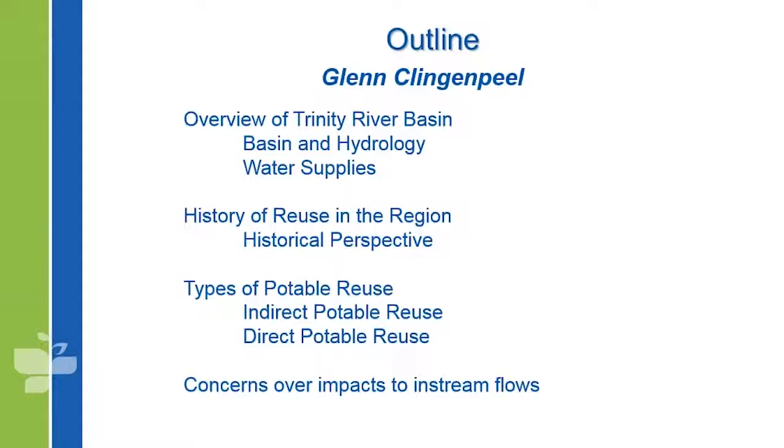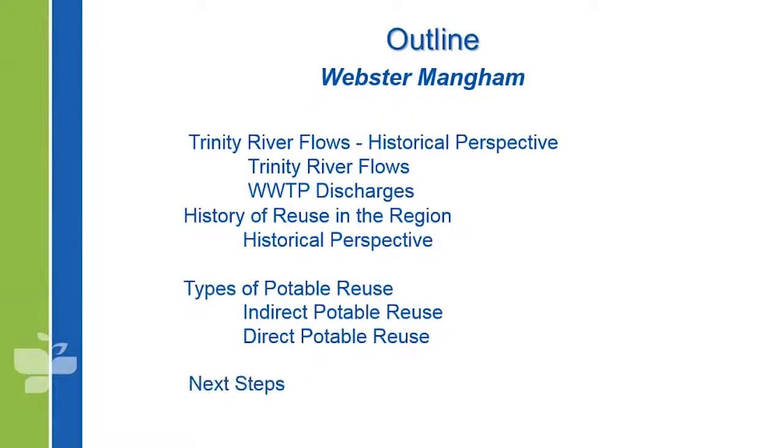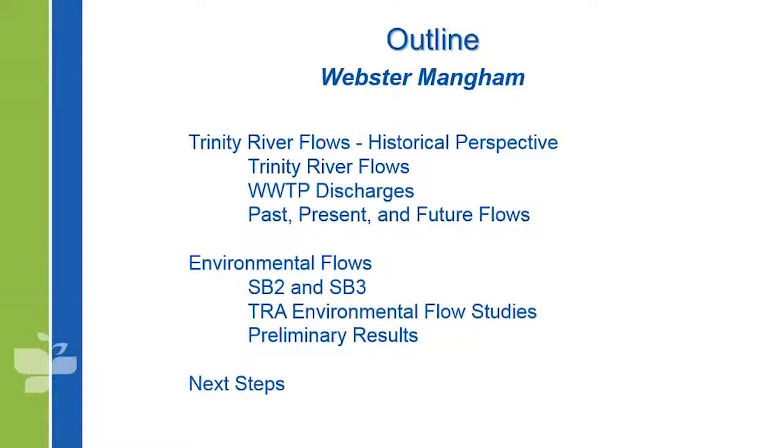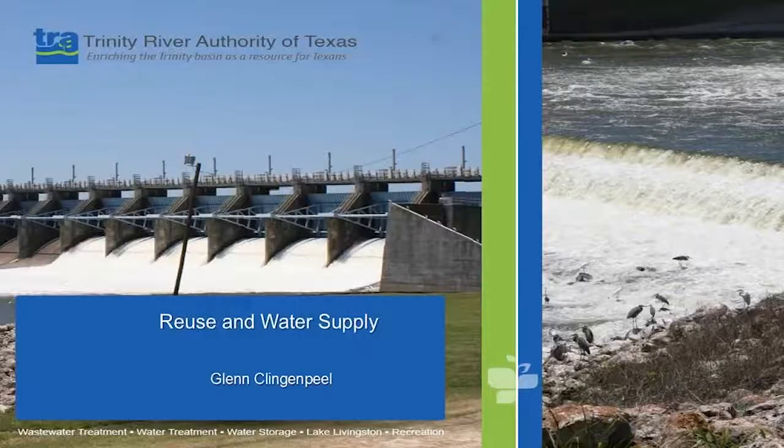We'll have that conversation in the context of water supply and specifically Region C, which is the region that we're in for water planning, and how reuse has become such an important component of water supply in this region. And then I will talk about concerns over impacts to in-stream flows, and that's where I'm going to hand it off to Webster Mangham, who's going to talk about Trinity River flows, a historical perspective, and then move into some of the work that we've been doing in the river as regards to Senate Bill 2 and Senate Bill 3, and I'll let Webster Mangham elaborate on that, and we'll conclude by talking about some next steps. So without further ado, we'll begin talking about reuse and water supply in the Trinity River Basin.